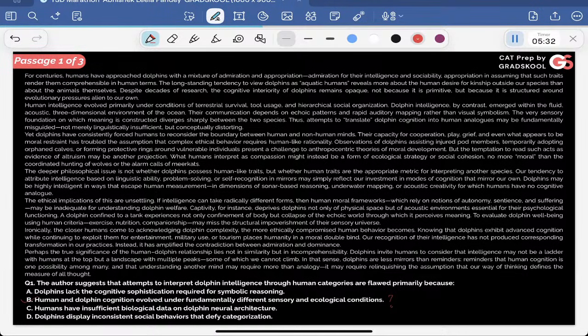Isn't it? The first one talks about dolphins lacking cognitive sophistication. Not really. They lack symbolic reasoning, they're not very sure. But the author is sure about one thing, that dolphins go through this acoustic, sound-based reasoning. Symbolic, perhaps not. But is that the reason that the studies are flawed? Coming to the next, humans have insufficient biological data. This is not mentioned. Dolphins display inconsistent behaviors, not mentioned yet. Maybe it will be mentioned in future.